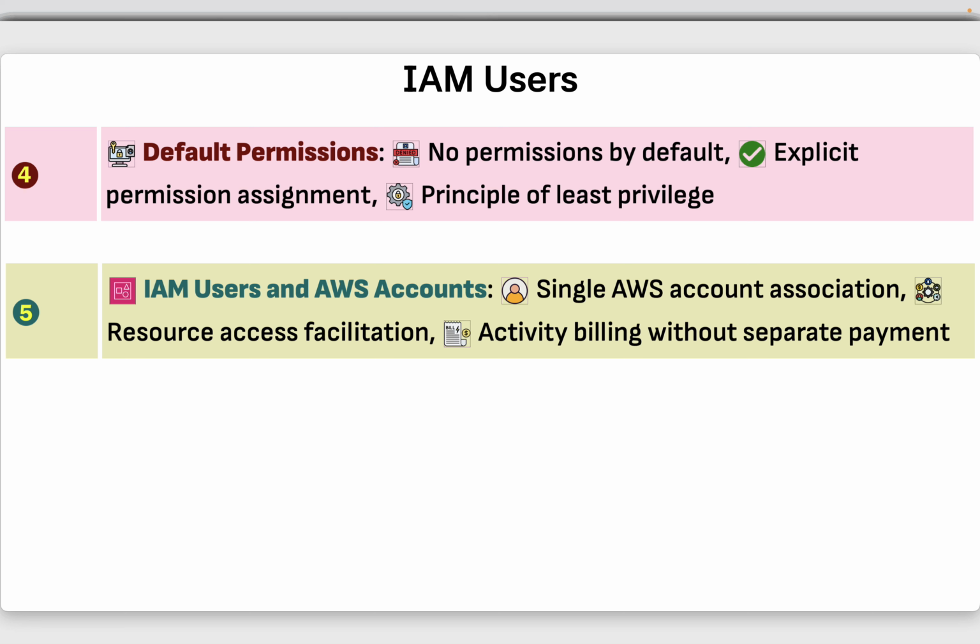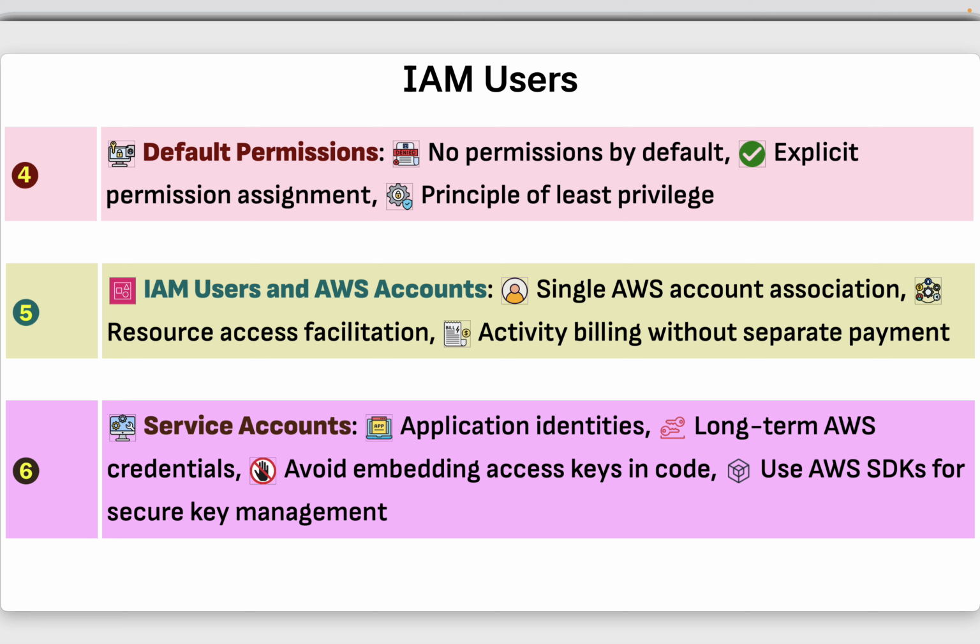Each IAM user is associated with a single AWS account, facilitating resource access and activity billing without requiring a separate payment method. IAM users can also function as service accounts for applications, utilizing long-term credentials for AWS requests. Best practices include avoiding embedding access keys in application code and utilizing AWS SDKs for secure key management.